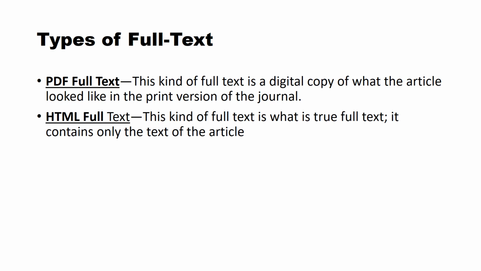And so it includes all pictures, all graphs and tables, and everything just formatted exactly like it was in the print version. HTML full text, this kind of full text is what is really known as true full text. It contains only the text of the article. Oftentimes, if there are any pictures or graphs, they are not included or they are included separately from the text.